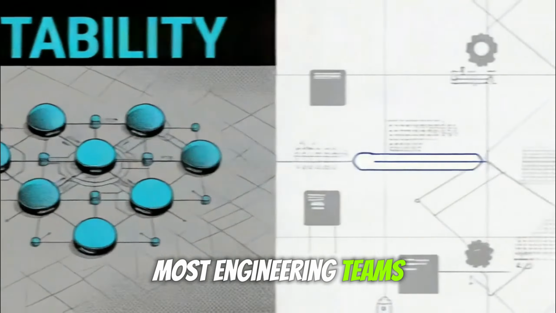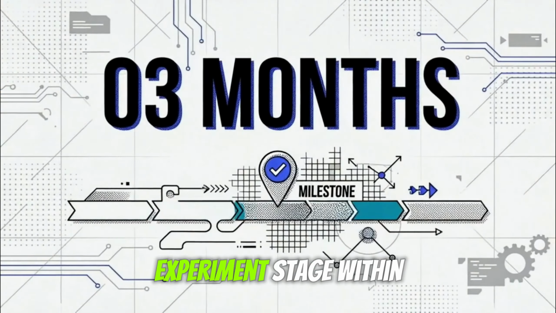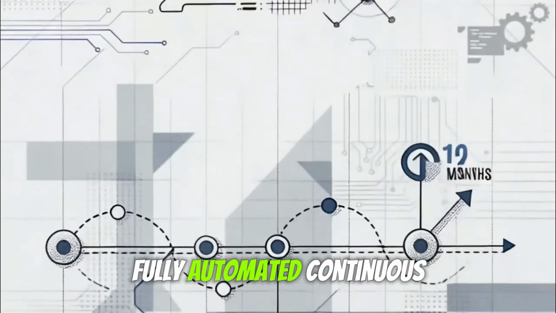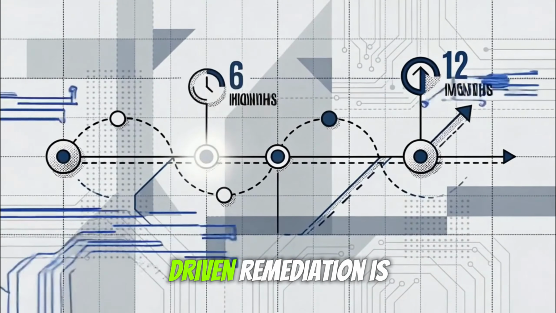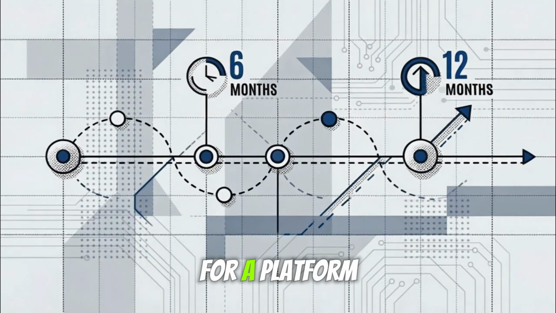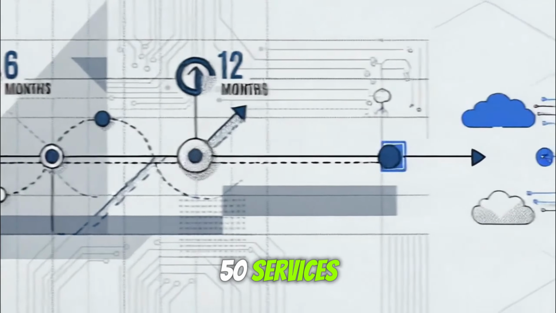Most engineering teams reach the controlled production experiment stage within 3 months of starting this work. Fully automated continuous chaos with AI-driven remediation is typically a 6 to 12-month journey for a platform running 20 to 50 services.